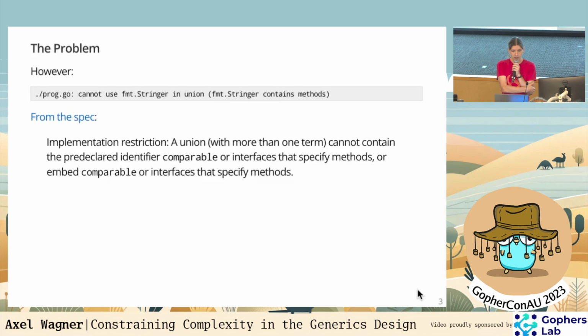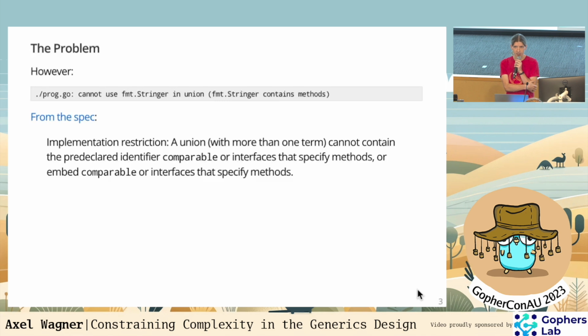But unfortunately, if we try to do that, the compiler will just tell us no. You cannot use fmt.Stringer in a union because fmt.Stringer has methods. And this is because the spec actually contains an exception for this specific problem. It says a union with more than one term cannot contain the predeclared identifier comparable or interfaces that specify methods or embed comparable or interfaces that specify methods. So basically, the spec says, no, this specific thing, nice as it would be, you can't have that.